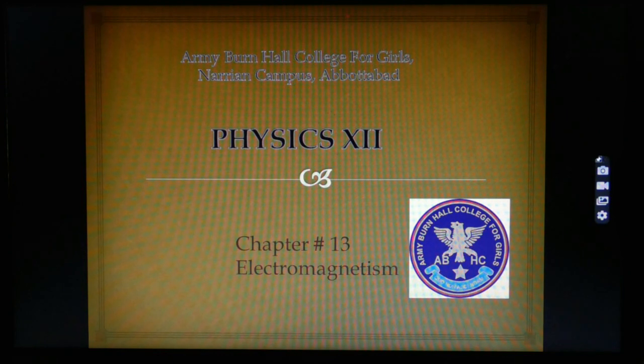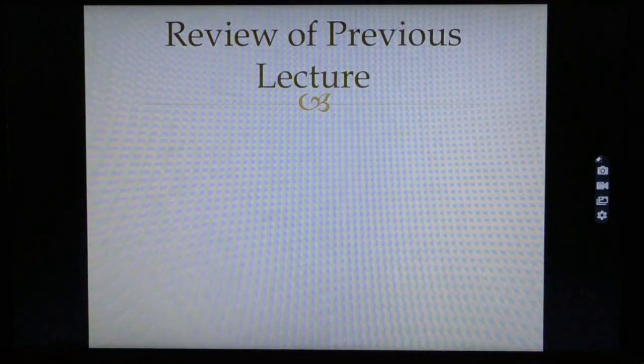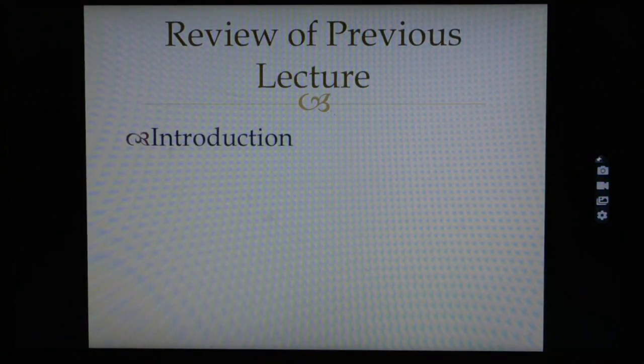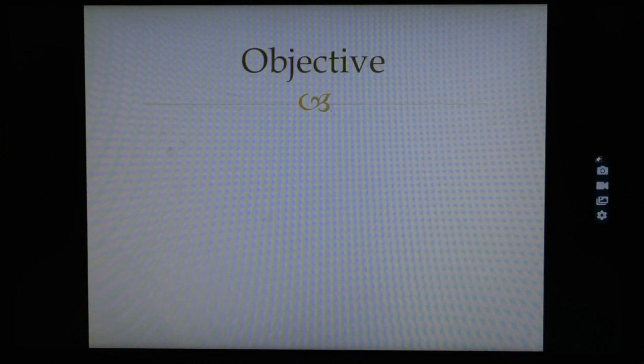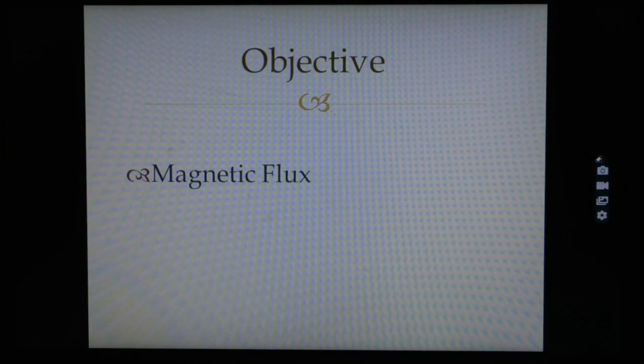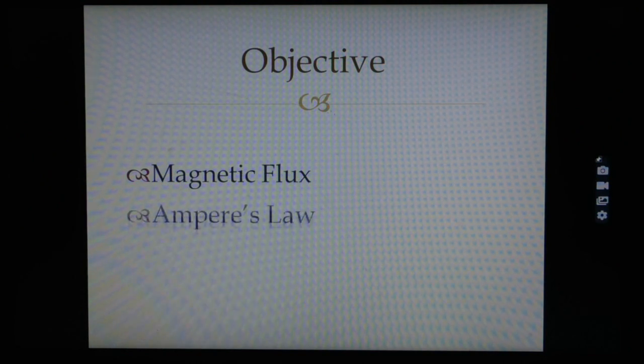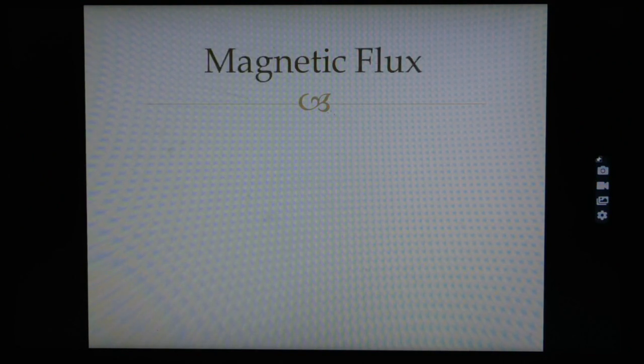This is chapter 13, Electromagnetism. In the previous lecture, dear students, we introduced electromagnetism, magnetic field, and force on a current carrying conductor. We derived the formula of that magnetic force. After listening to this lecture, girls, you would be able to understand magnetic flux and Ampere's law.